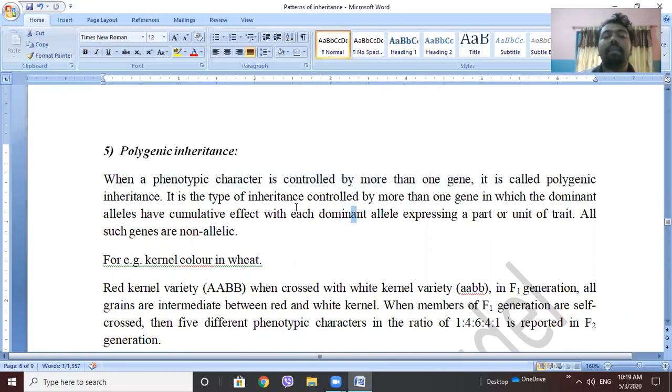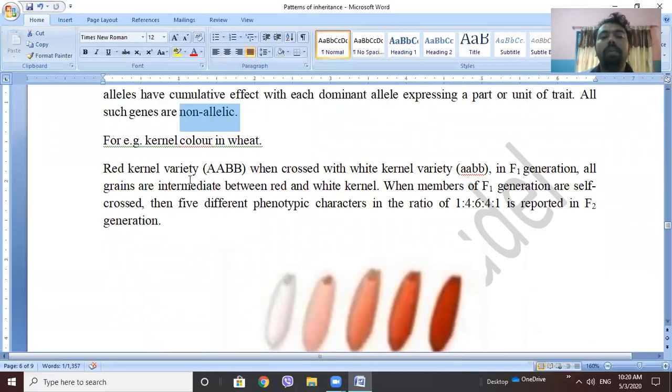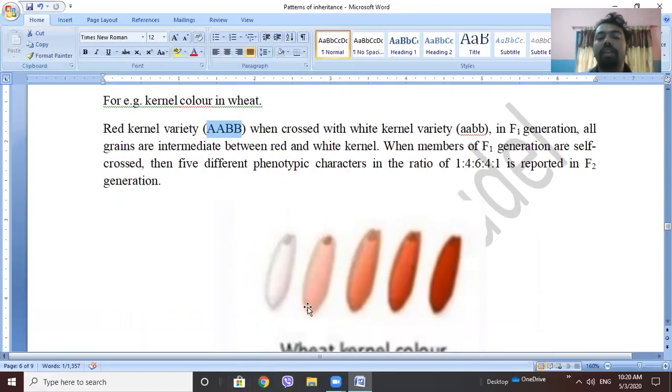And what happens here is that the cumulative or total effect of all the dominant alleles is seen, they are added together, and each contributes one unit to the trait, let me represent it by plus plus plus or something like that. And all such genes are non-allelic, meaning they are not in the same place, their loci are not the same, they are different. So for example, corneal color in wheat. In the red corneal variety of wheat, all alleles are dominant. If we take the white corneal variety, so white corneal variety is this one, red is this one, and in your white corneal variety, every allele here is in its recessive form. So small a, small a, small b, small b.